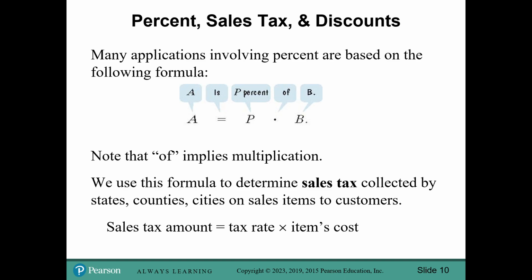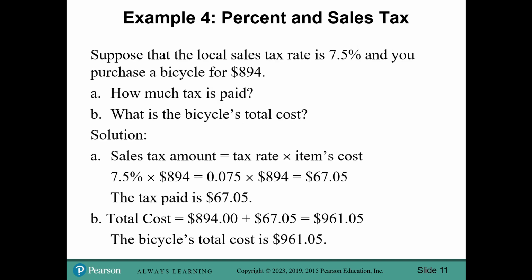We use the formula to determine sales tax collected by states, counties, cities on sales items to customers. Sales tax amount equals the tax rate times an item's cost. Suppose that the local sales tax rate is 7.5% and you purchase a bicycle for $894. How much tax is paid and what is the bicycle's total cost? How do we solve this?